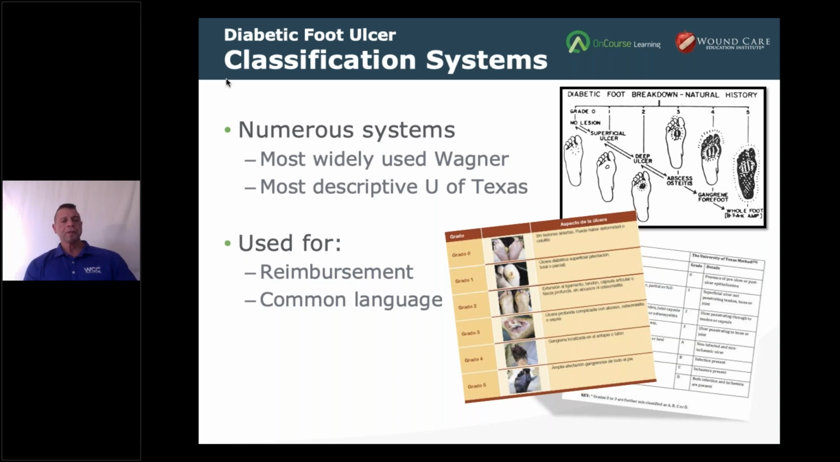Now, there are numerous different systems out there that are used for classifying diabetic foot ulcers. The most widely used, of course, is known as the Wagner. However, the most descriptive system is the University of Texas Diabetic Foot Classification System. These are used for two primary reasons: reimbursement and to create a common language amongst healthcare practitioners when we are discussing our patients with DFUs.